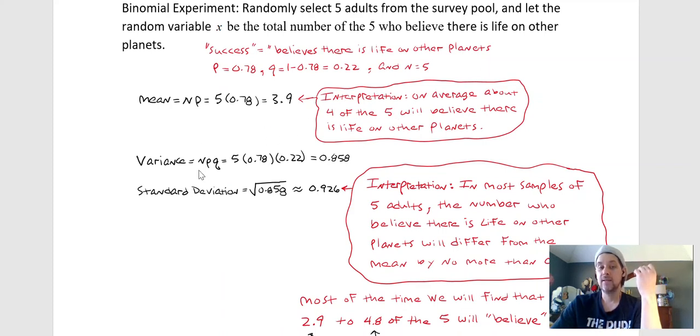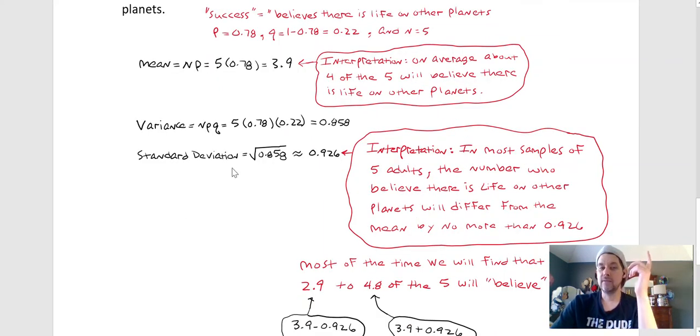Variance is npq, which in this case is 5 times 0.78 times 0.22, which, if you use your calculator, is 0.858. Standard deviation is the square root of the variance, which again by calculator, root 0.858 is 0.926.